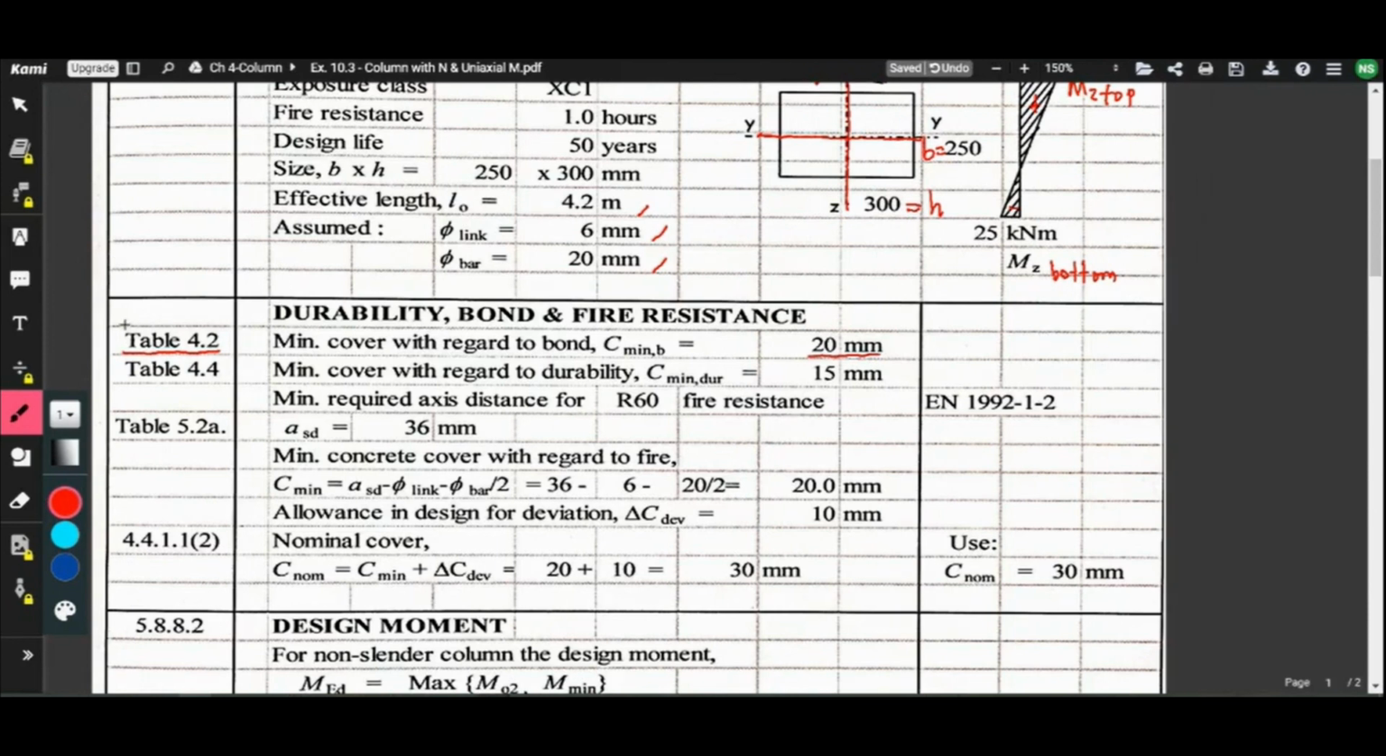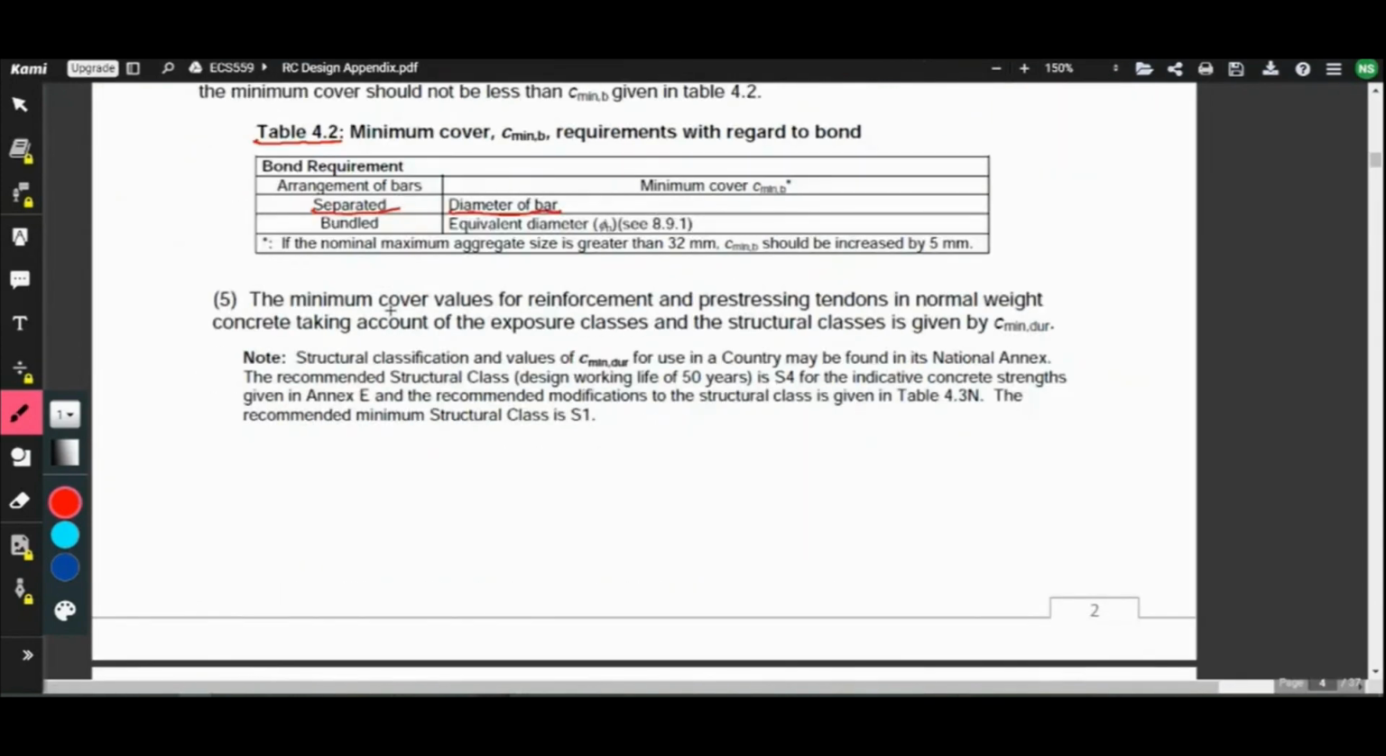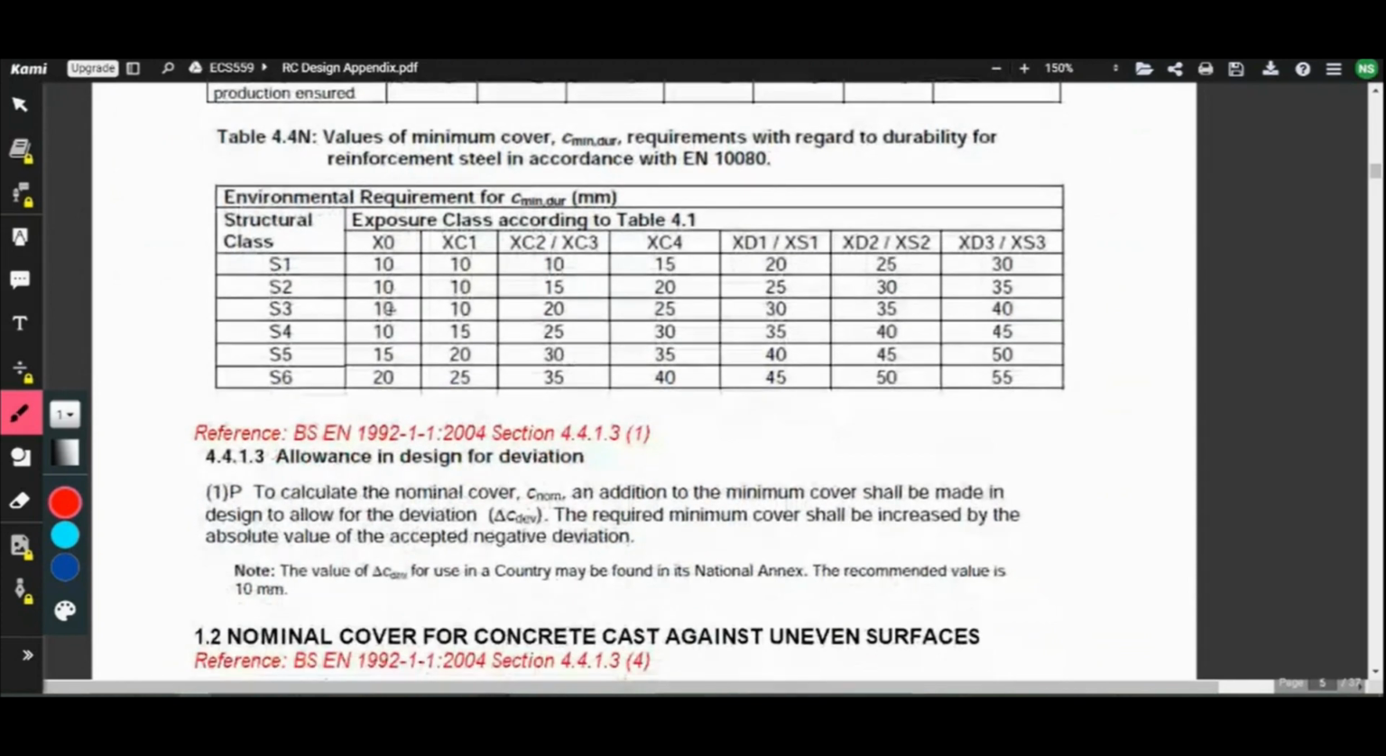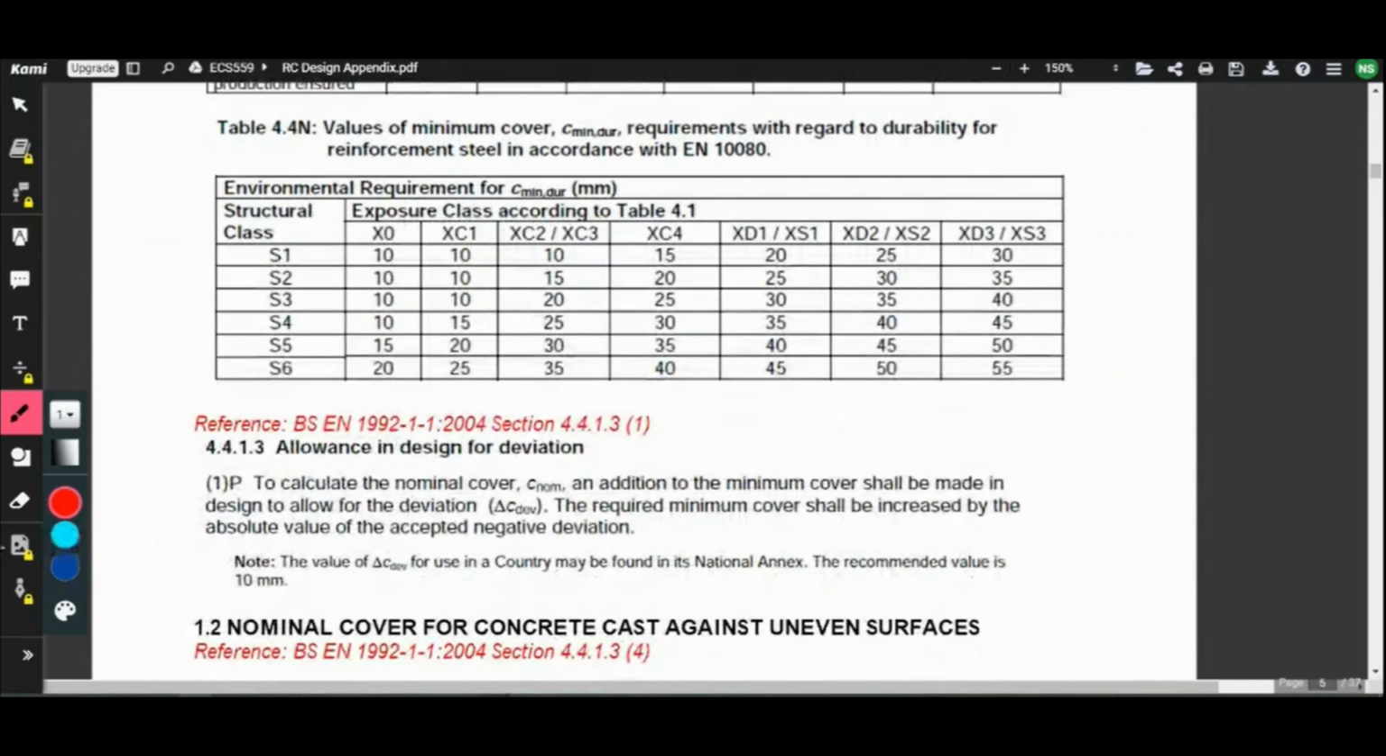And then for minimum cover with regard to durability, we need to refer to table 4.4 in the design appendix. For structural class, 50 years, it's S4. Exposure class is given as XC1, therefore Cmin,dur is 15 mm.